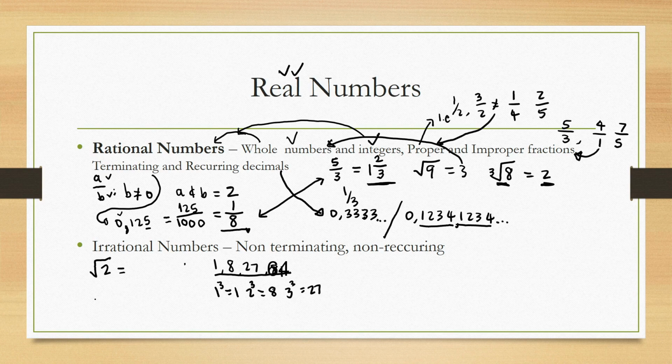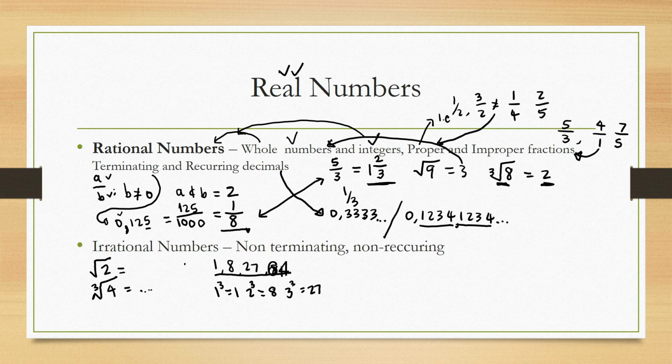So for example, the cube root of say 4. Remember, 4 is not a perfect cube, but it's a perfect square. So therefore this will give you an irrational number.